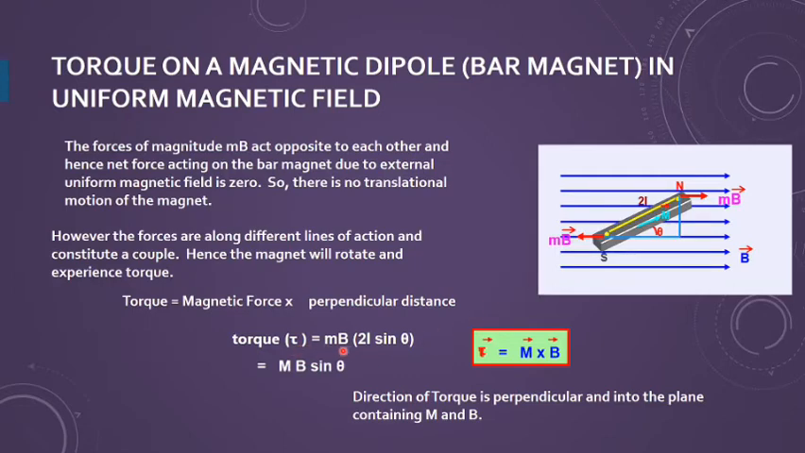Of course, net force acting will be 0, but torque will be there, and because of that torque you can see the movement will be there, and this always acts in a perpendicular direction, again using the right hand rule. This is similar to the electric field case, so if it is used in some numerical, you should be aware of this formula for the torque, which is given by m cross B.